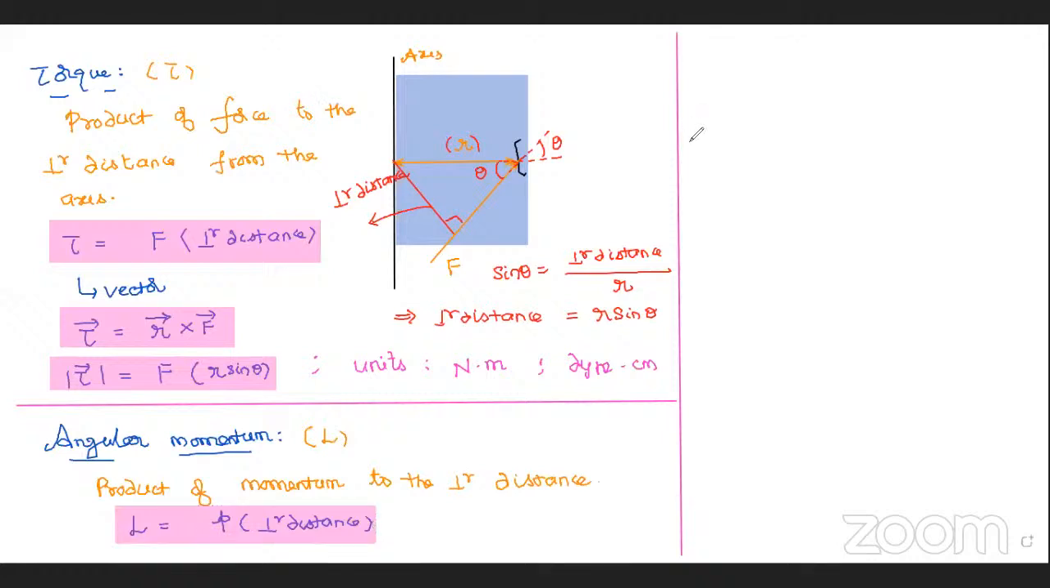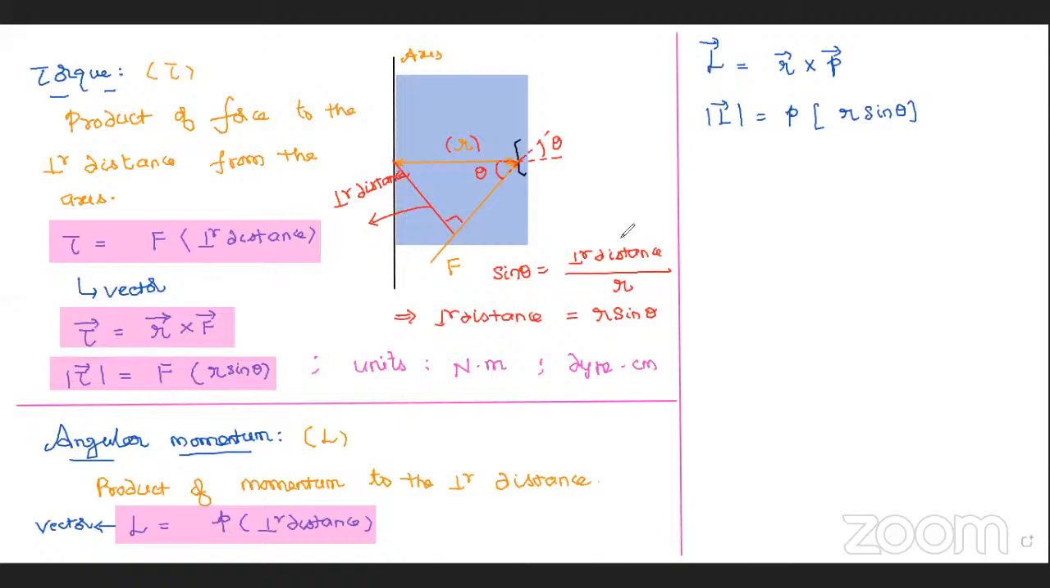So in vector form, this is also a vector. I write here L bar equals R bar cross linear momentum P bar. So here no need to again find the perpendicular distance. In the previous diagram we already calculated that the perpendicular distance is R sine theta from the axis. So straight away I write mod of L bar, its magnitude, equals P into the perpendicular distance, that is P R sine theta.